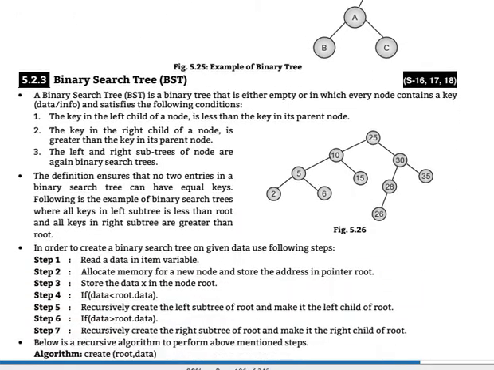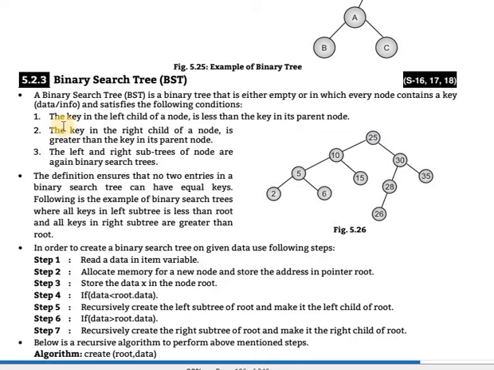Next, the third type is the binary search tree. A binary search tree, BST, is a binary tree that is either empty or in which every node contains a key, that is data or info, and satisfies the following conditions.